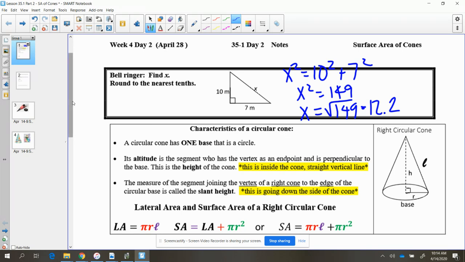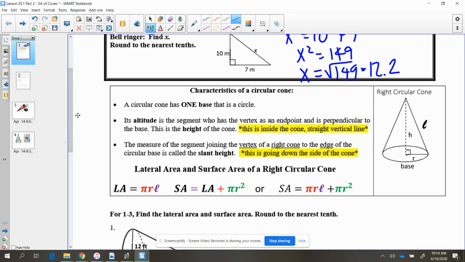Now, the reason we talk about the surface area of pyramids and cones close to each other is because both of them have the common characteristic that they have a height, but they also have a slant height that's going to actually be used in calculating our surface areas.